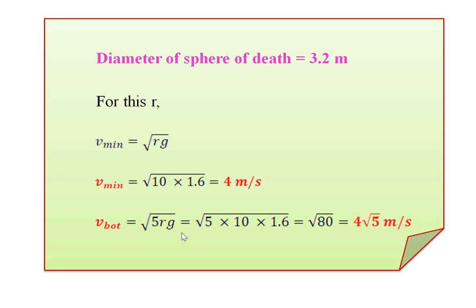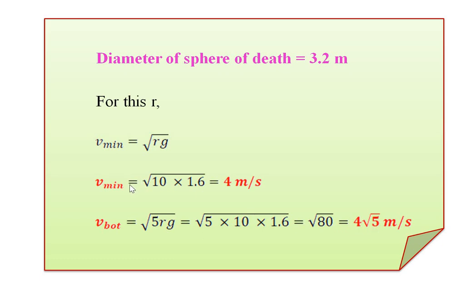So for the lowermost position, v bottom is equal to under root of 5 into r g. So 5 into again 10 into 1.6. So multiplying and taking the square root, in multiplication we get under root of 80. Taking the square root, we get the value 4 into under root of 5 meter per second.